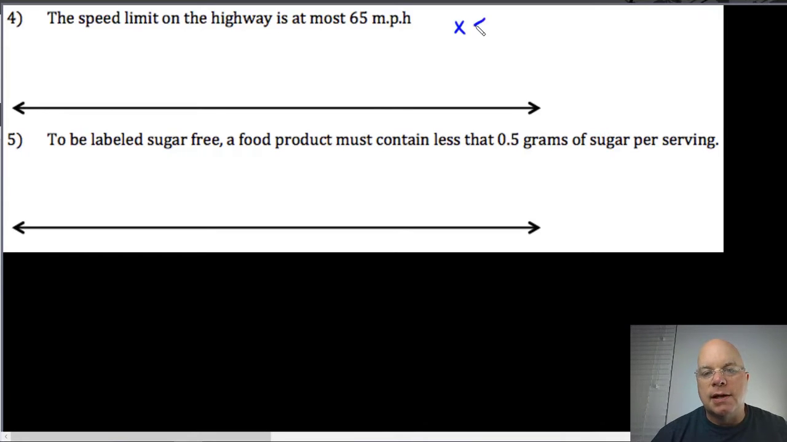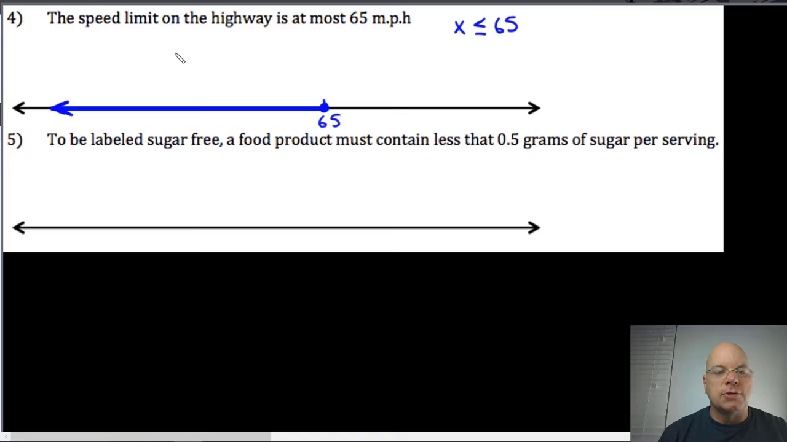X is less than or equal to 65. And this is called an open number line. There are no numbers on here yet, so we can just say 65 is right here. We could travel exactly 65, so we indicate that with a closed dot here to show that 65 is included in the solution set. And then our ray would go to the left because it also could include any speed less than 65.